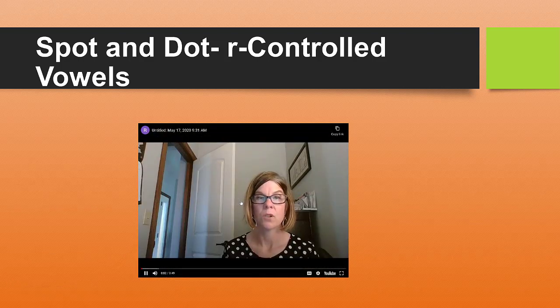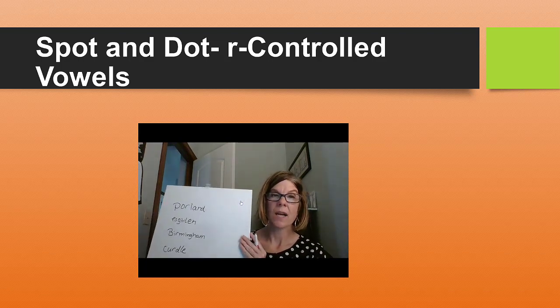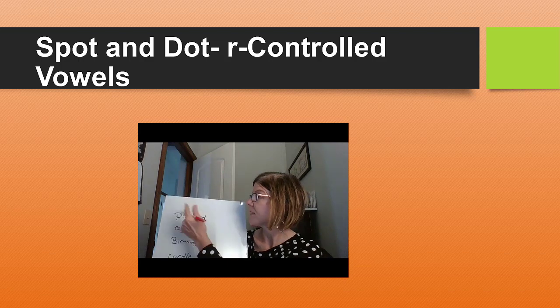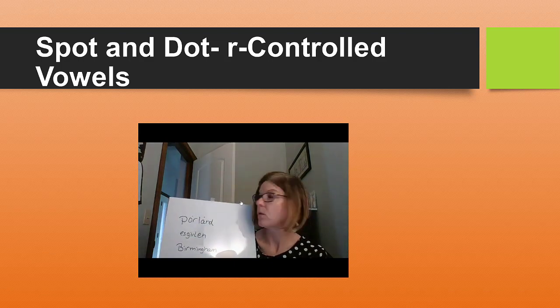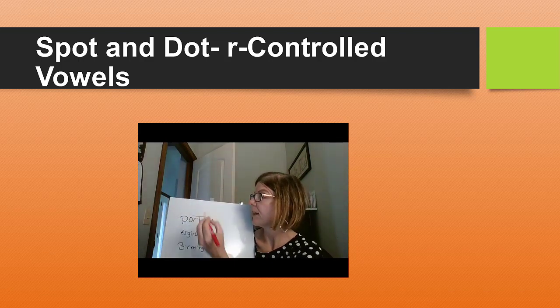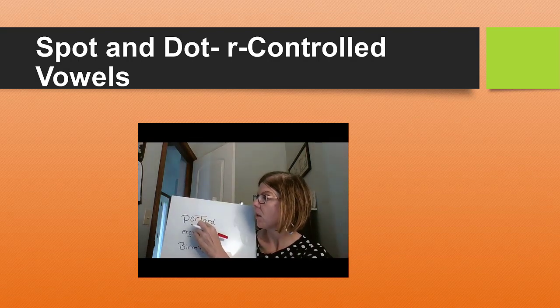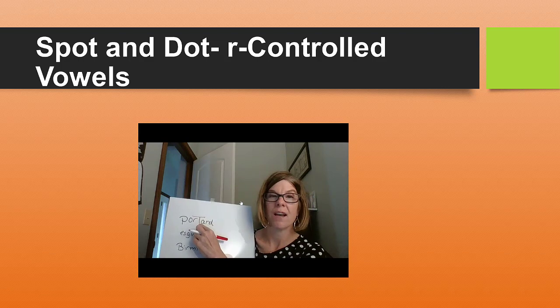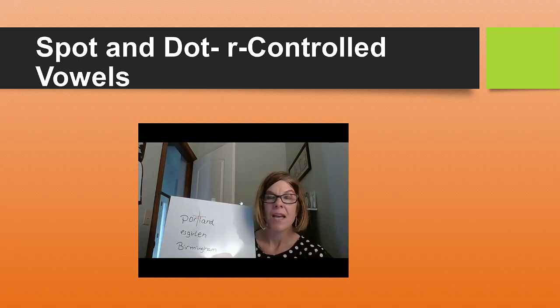Let's now practice spotting words with our controlled vowels. So we know that any vowel can come before the R in a word. So let's practice this. We have this word with an O followed by an R, and we have an A. So we spot and dotted our two vowels. I'm going to draw a line between my R and my L. I know that I don't have a word that ever begins with R and L, so I know that this is where I need to divide it.